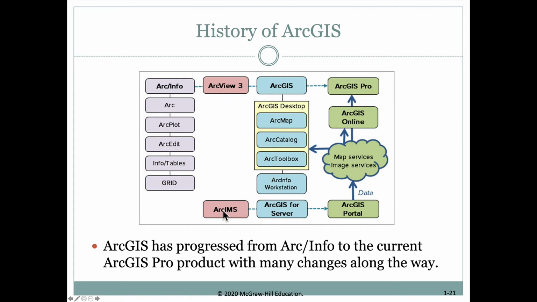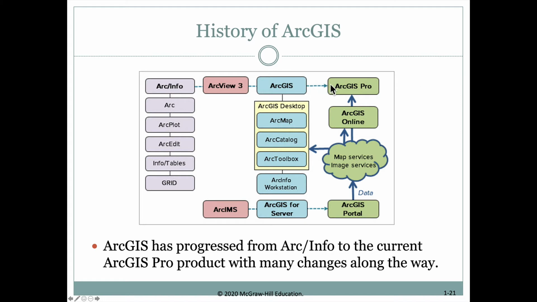And also at the same time, Esri started moving towards internet map services with the ArcIMS at this point here. More recently, the new product was ArcGIS. And ArcGIS Desktop had all these different components inside of it: ArcMap, ArcCatalog, ArcToolbox, and then ArcInfo Workstation, kind of a remnant of this, was still left over, and then ArcIMS developed into ArcGIS for Server. But now, in this class, we're into ArcGIS Pro.